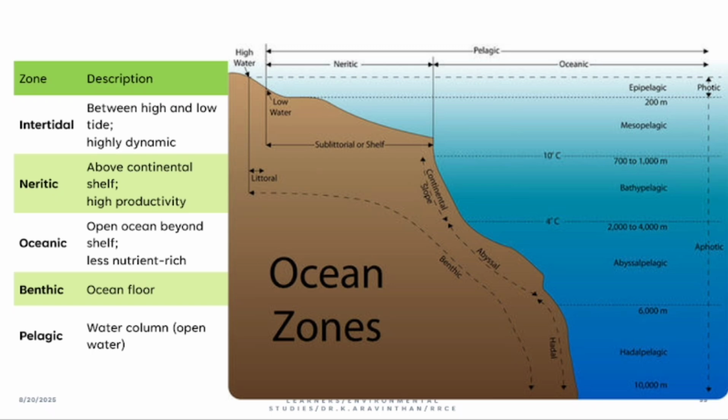Neritic zone, above the continental shelf, you have high productivity. This is called neritic. Whatever productivity is there due to the ocean is available in this neritic zone. Next thing is called the oceanic zone. After neritic you have the ocean part. Here you have it fully covered with water, less with nutrition. Next thing is benthic, that is the ocean floor. The last layer is called benthic, and this is the ocean floor. So these are the horizontal zones of the ocean.